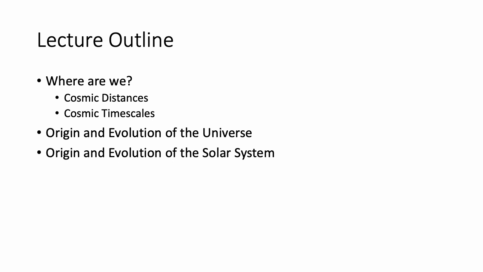Our lecture outline for Lecture 1b is broken down into 3 separate parts. The first part will deal with cosmic distances and cosmic timescales, and the second part will discuss origin and evolution of the universe, and then we'll break that down into even smaller scales with the origin and evolution of the solar system. This lesson is just scratching the surface of astronomy. So again, if you find anything fascinating, please let me know and we can discuss further.